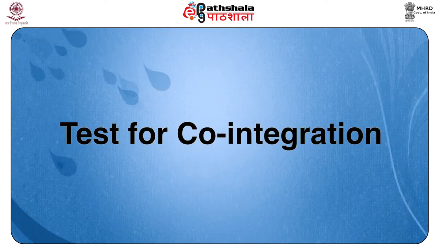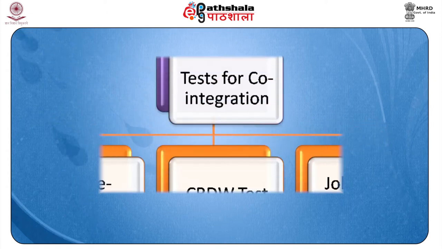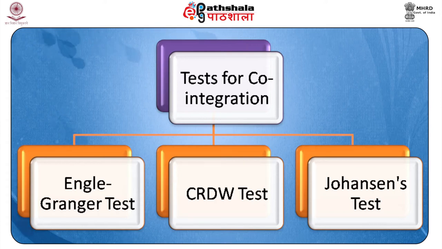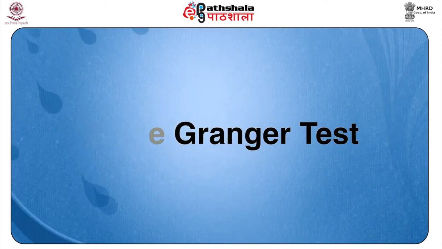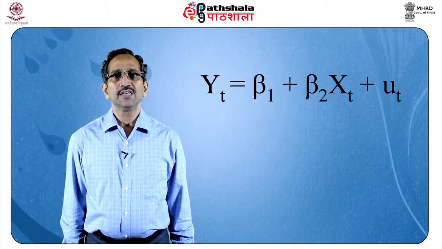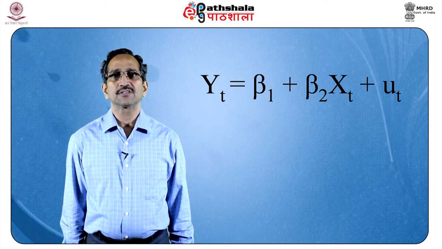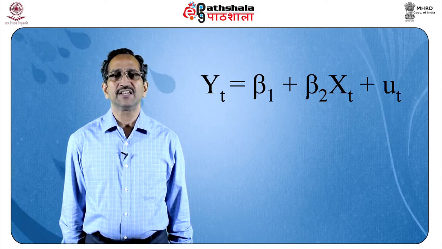Let us now try to explore the tests for co-integration. We have different tests for co-integration known as the Engle-Granger test, the CRDW test, and Johansen's test, which are briefly summarized in our figure 1. Let us discuss them in detail one by one. The first test which we are going to discuss is the Engle-Granger test. The test was formulated by Engle and Granger in 1981 using the following formulation. They defined Yt equal to beta 1 plus beta 2 Xt plus mu t. If the above residual is stationary, then the series is said to be co-integrated in nature.